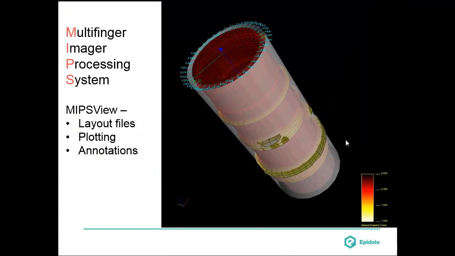This concludes the third tutorial on MIPSView. More information can be found in the manual, which is supplied with the software package.